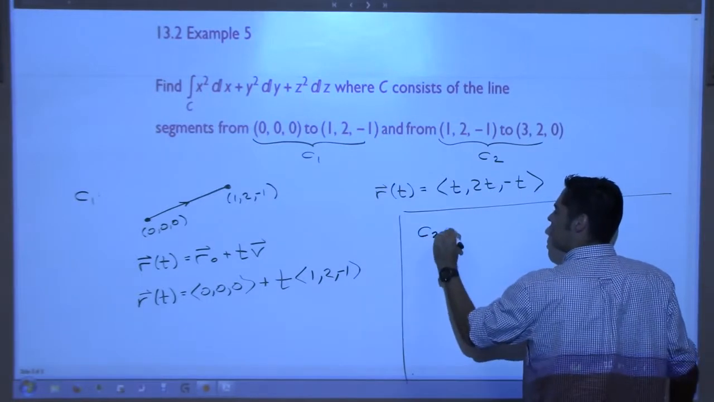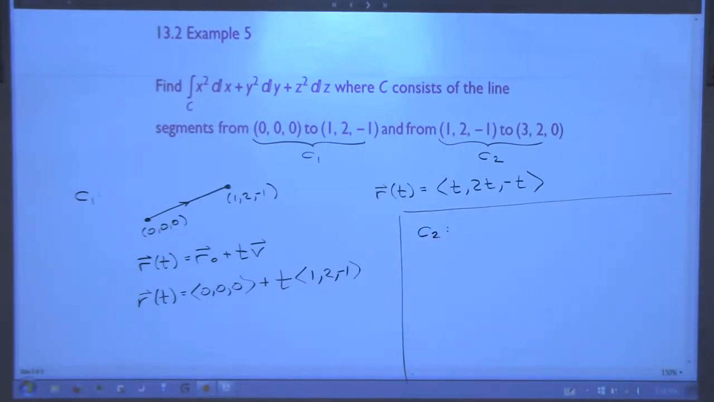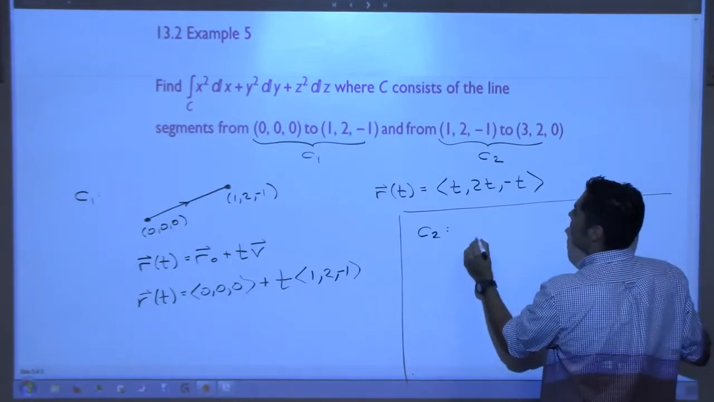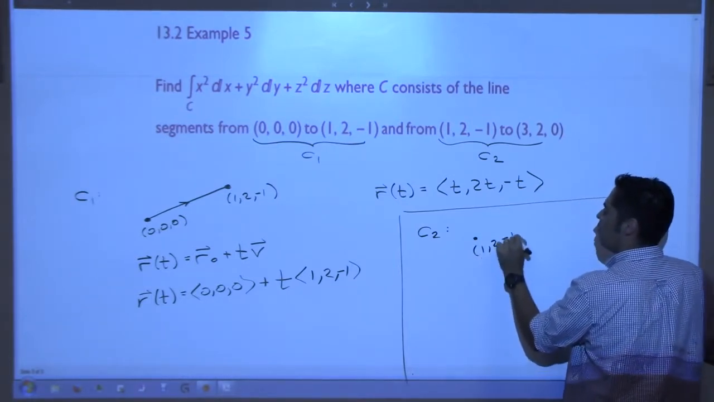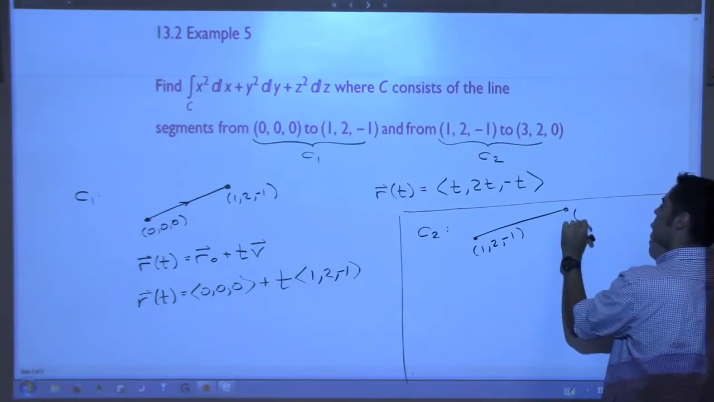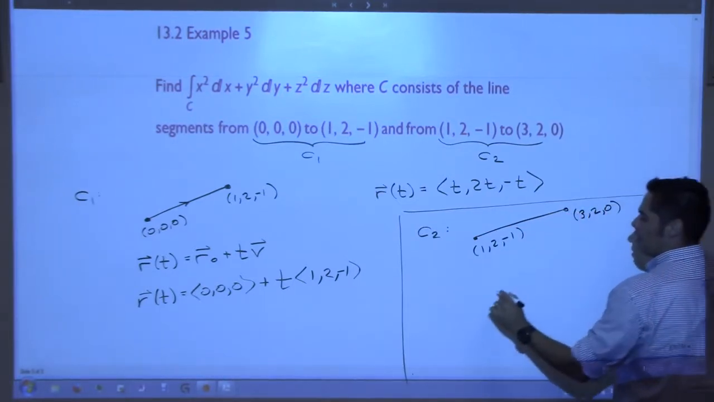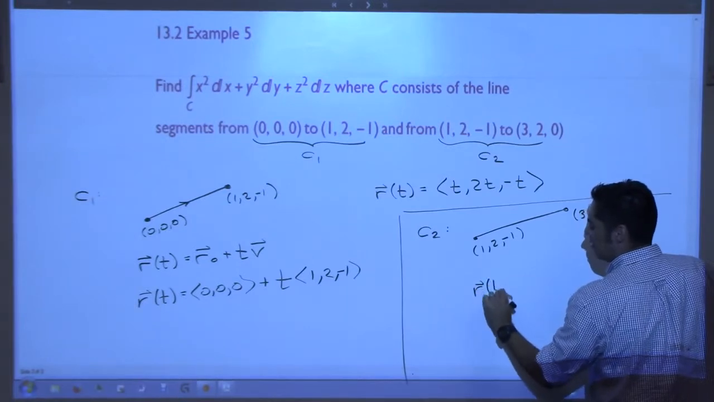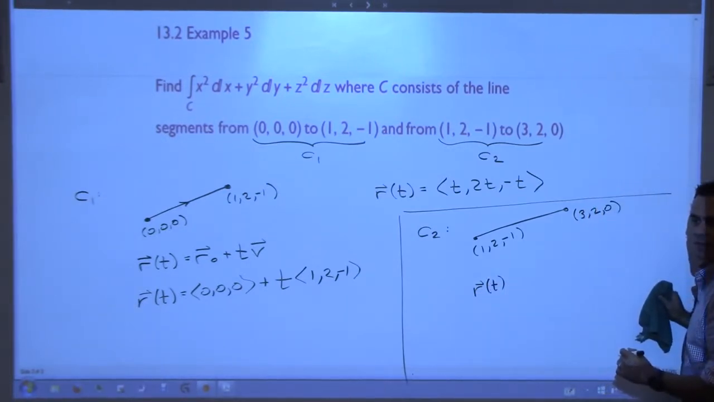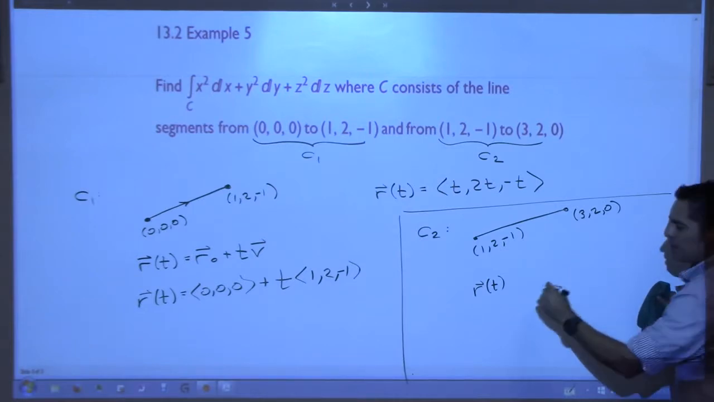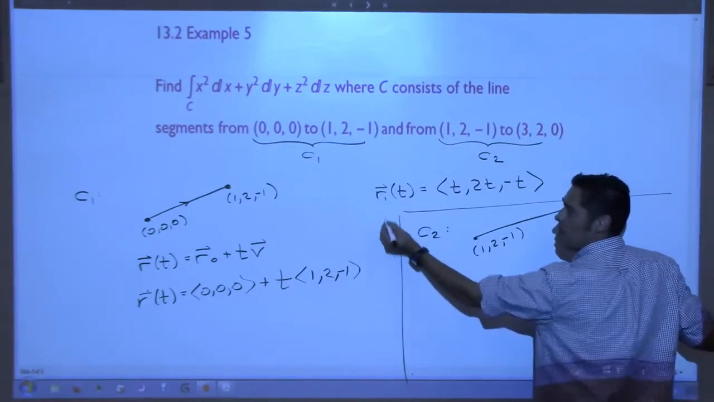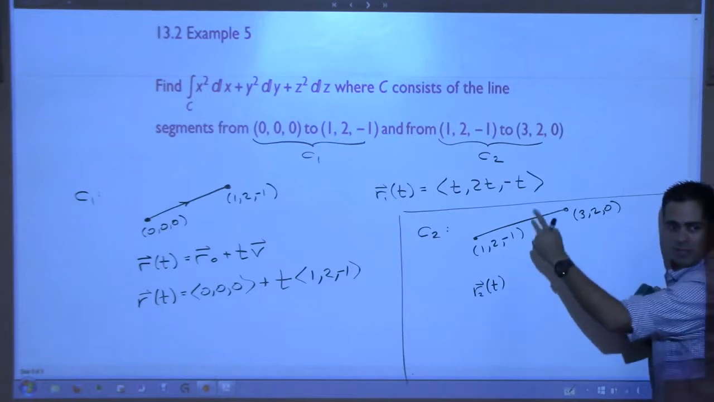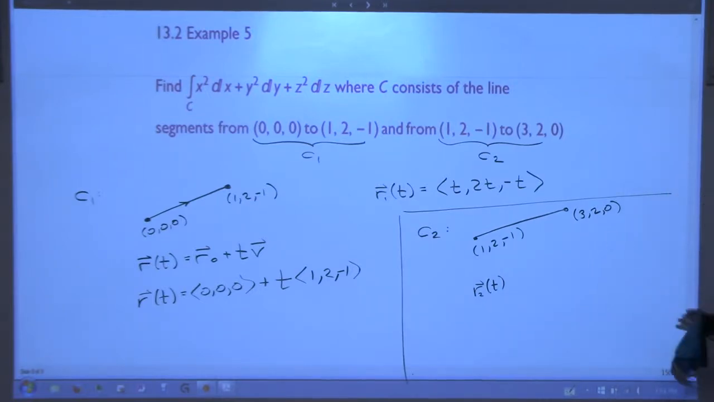Okay, what about C2? I'm going to connect from 1, negative 1 over to the point 3, 2, 0. I'll call this R of t again. I could use a different notation if I wanted to not confuse the two, maybe R sub 2 and R sub 1. That might be a way of distinguishing these two from each other. Not necessary, but probably good math penmanship.